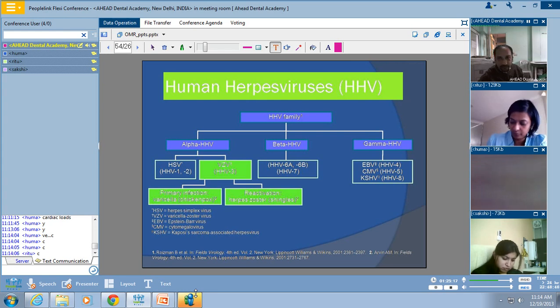HHV3 is our varicella zoster virus, okay? HHV4 is Epstein-Barr virus, HHV5 is cytomegalovirus, HHV6 has got no name, but it is known to cause a disease called roseola infantum in these patients, okay? HHV7 so far has not been known to cause any kind of disease in humans. And HHV8 is causing which disease? Kaposi's sarcoma.